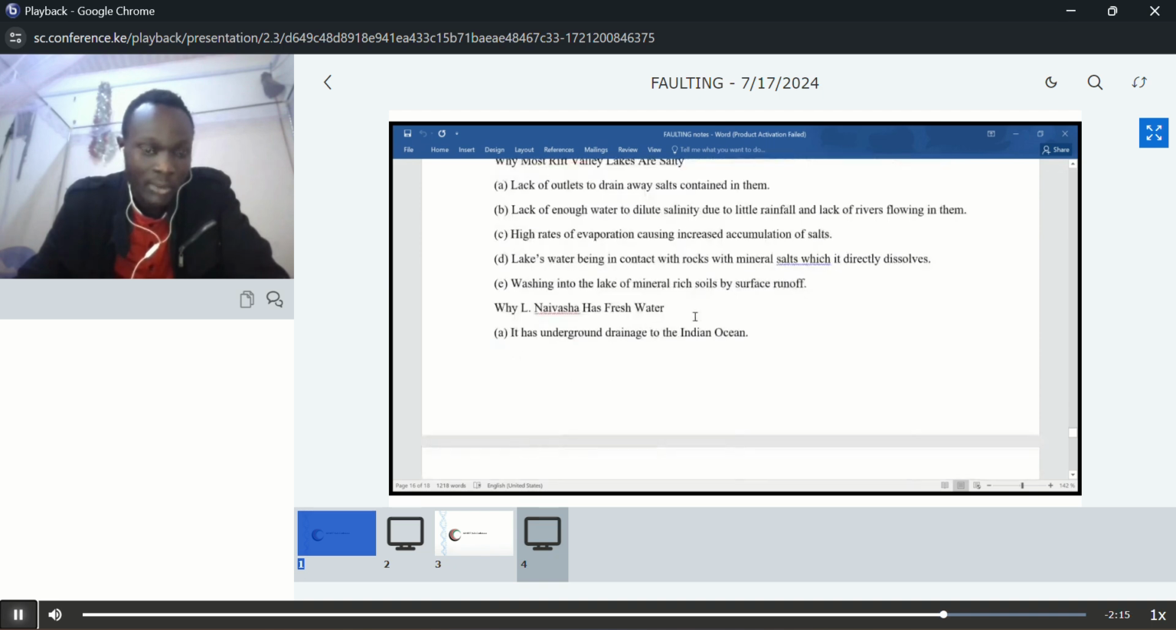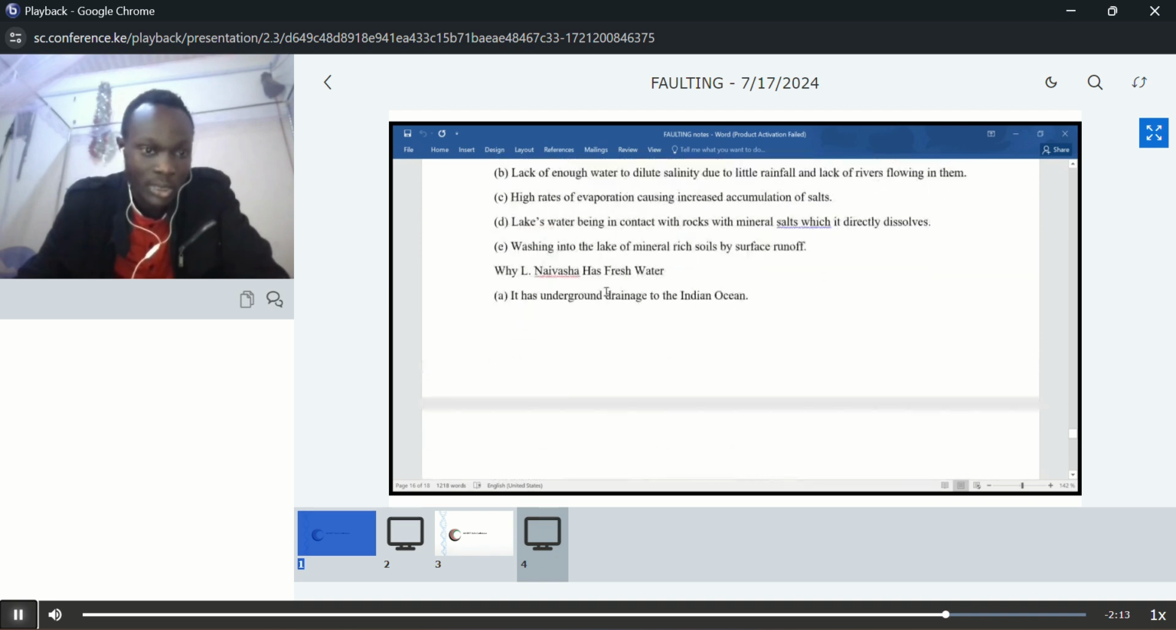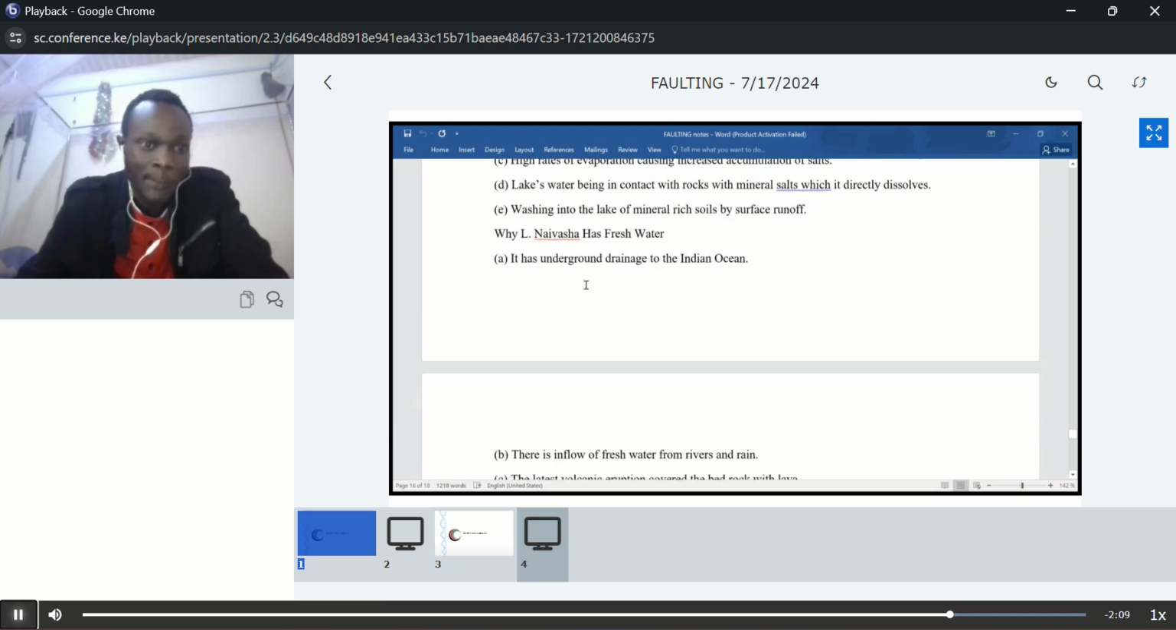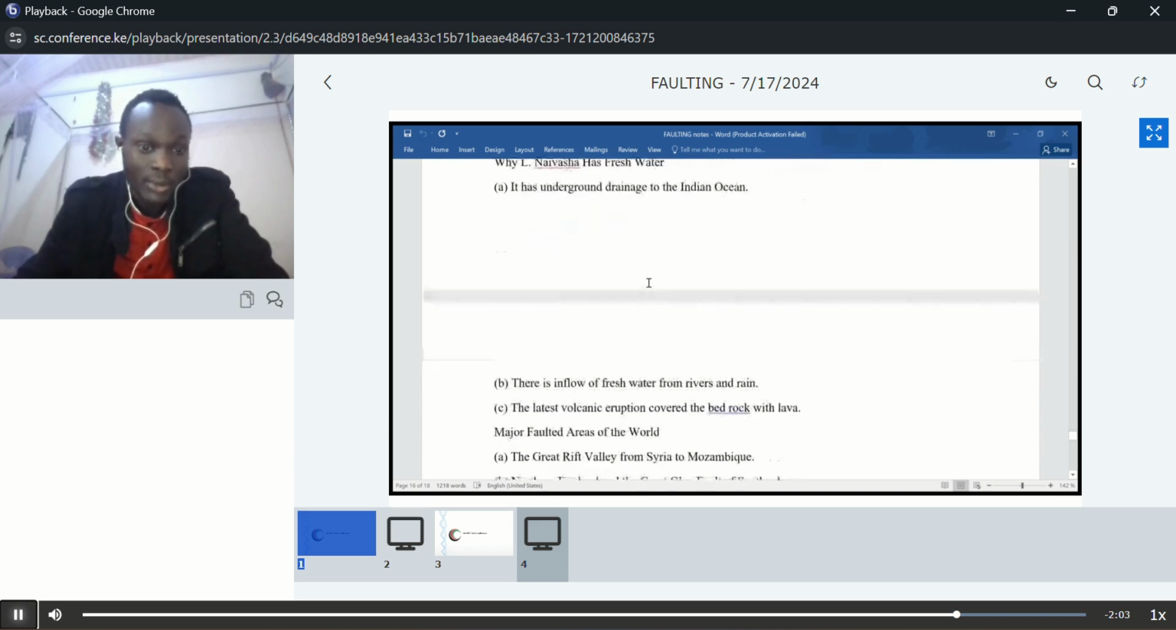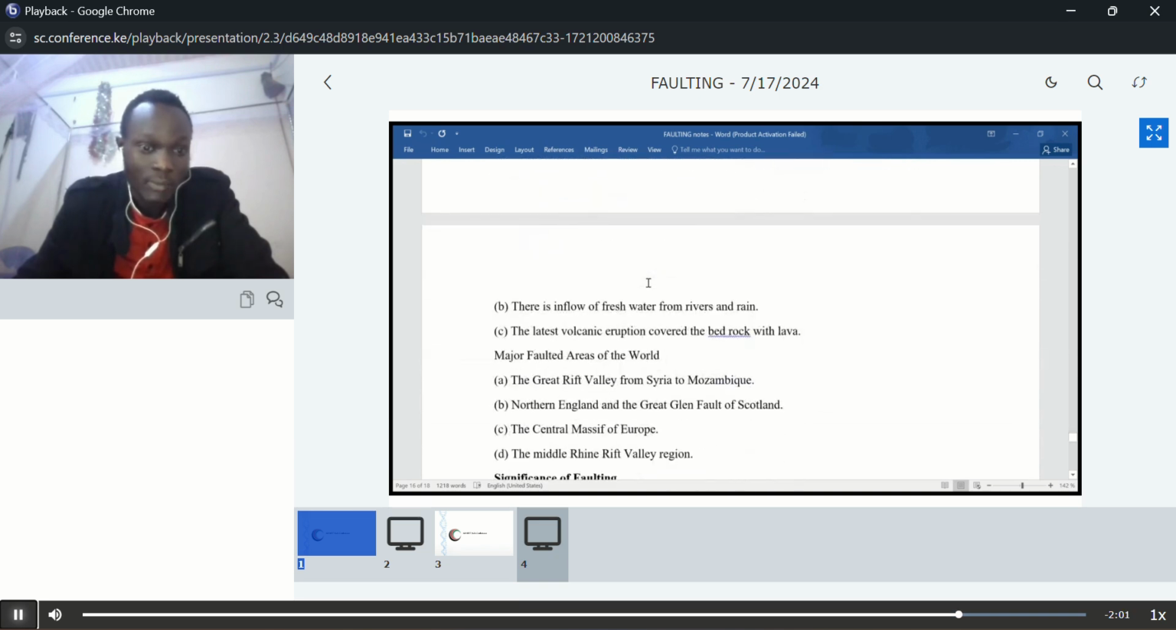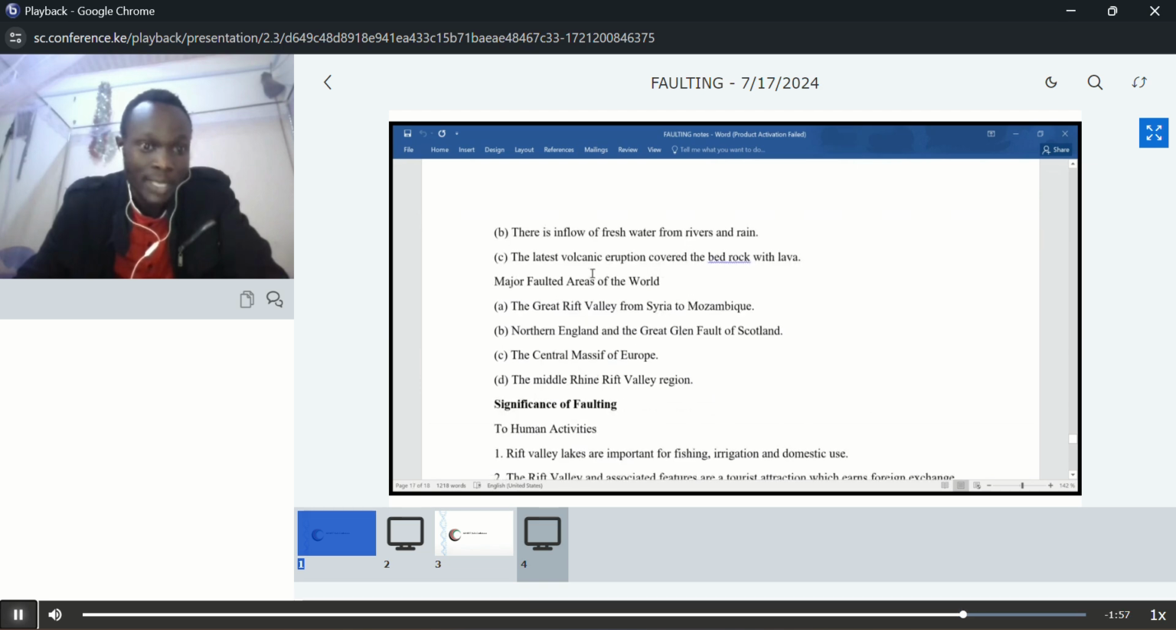And we have a question that says, why does Lake Naivasha have fresh water? Number one is that it has underground drainage to the Indian Ocean, and there is inflow of fresh water from rivers and rain. The latest volcanic eruption covered the bedrock with lava.